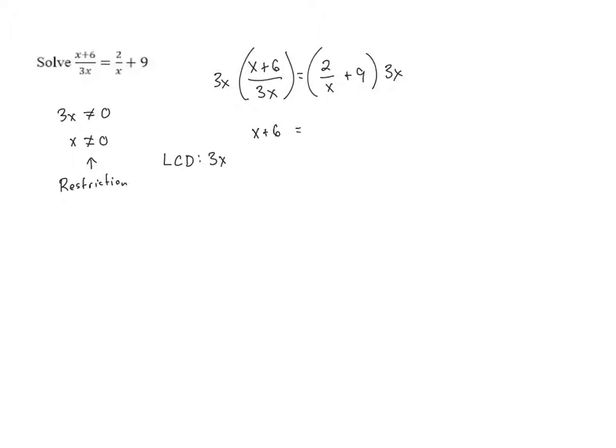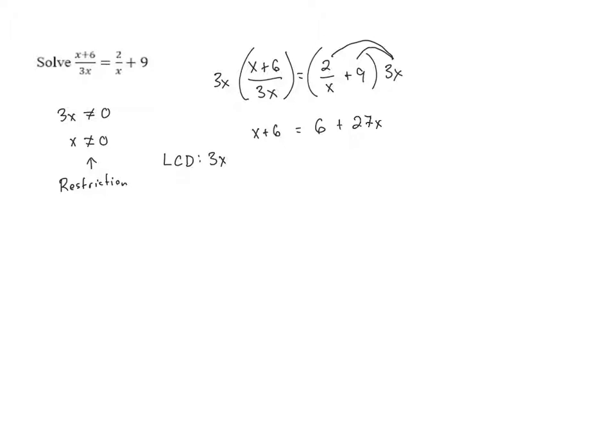On the right, we're going to have to distribute. In the first term, we've got 2 over x times 3x. We're going to have the x's cancel because there's one in the denominator and one out front. And so that 3 gets multiplied by 2. 3 times 2 is 6. Then in the second term, there's no denominator, it's just 9. So nothing cancels, and we multiply 3x times 9 to get 27x. So we have x plus 6 equals 6 plus 27x.